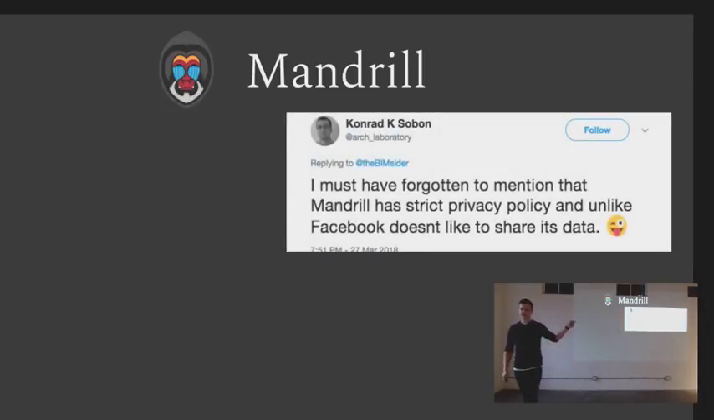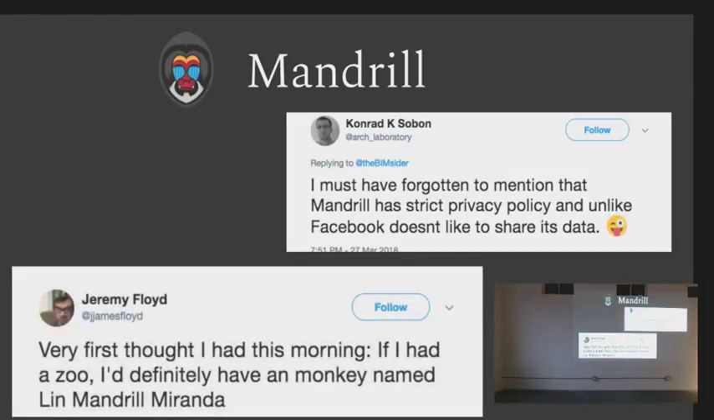So we have our first example tweet here, just from this random person. I don't know who these people are: "I must have forgotten to mention that Mandrill has a strict privacy policy and unlike Facebook, doesn't like to share its data." Clearly about the service Mandrill, that's the one we care about. Here's another one: "Very first thought I had this morning. If I had a zoo, I'd definitely have a monkey named Lynn Mandrill Miranda." That one we don't care about because that's about a monkey.